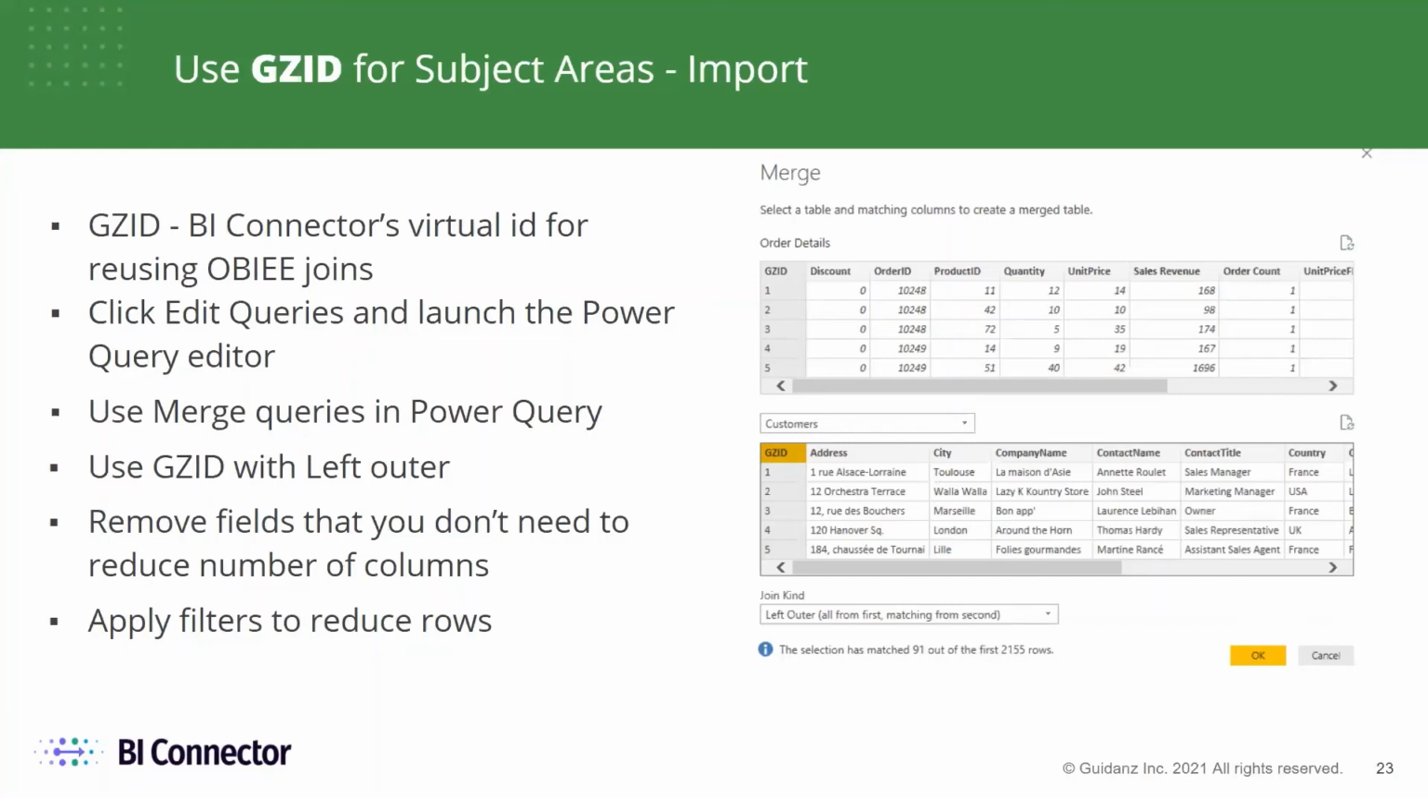In the case of import, all you have to do is launch the Power Query editor and connect the GCID from the fact table to each of your dimension tables. And you can apply the filters and remove the fields that you don't want to reduce the columns, and you can go. I'll show you how to do it in the demo.